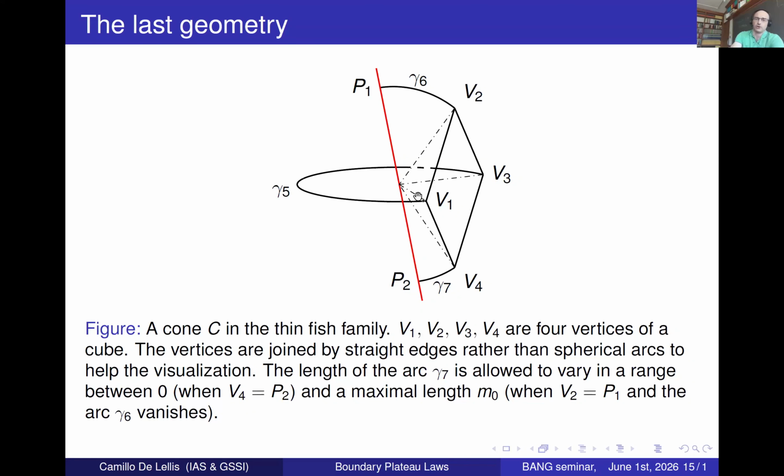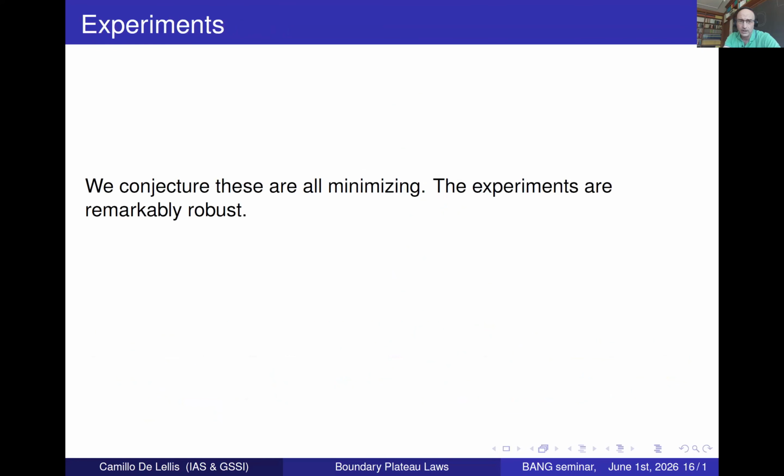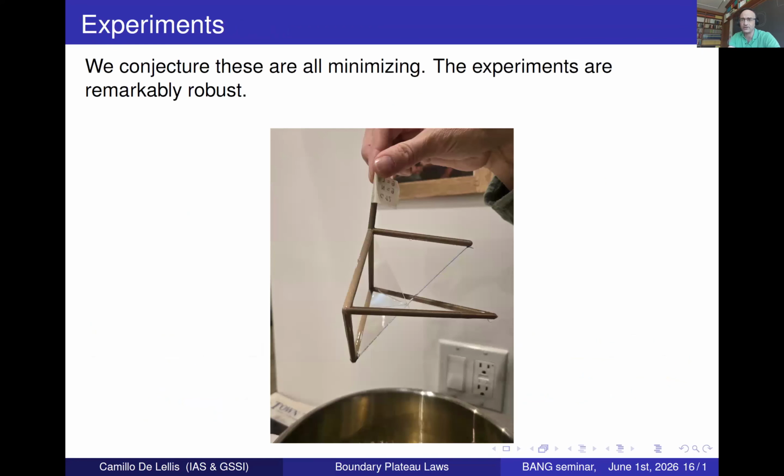All of these edges actually meet at the vertices at 120 degrees. And P1 and P2 are the 2 points where my boundary line intersects the sphere. So these all look minimizing. Again, we have numerical simulations to show this, but we also have a lot of experiments.